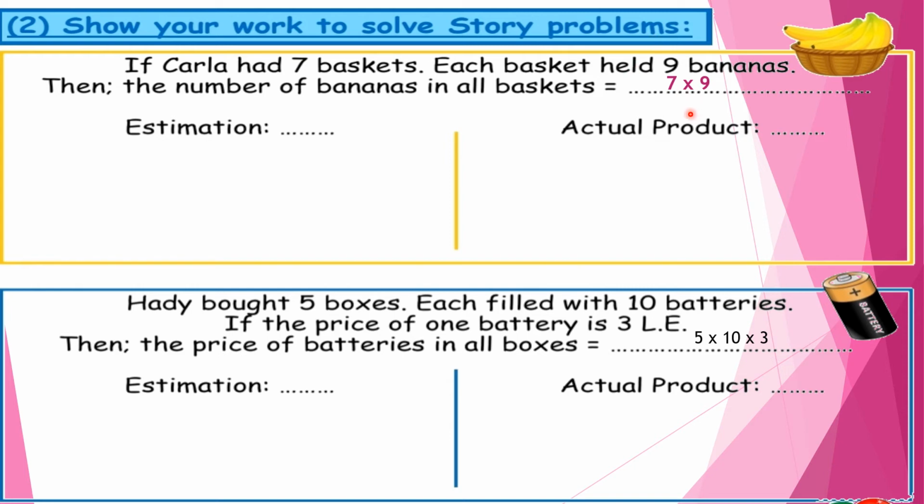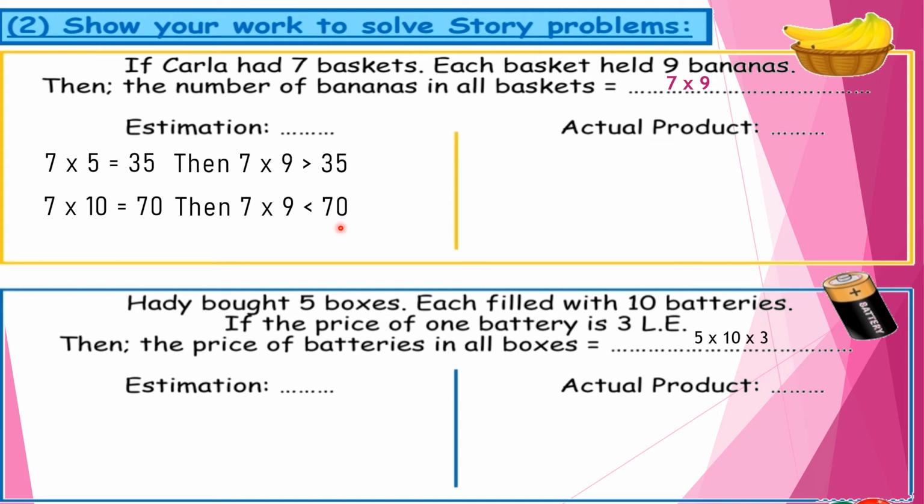Okay, 7 by 9. I don't know the multiplication of 7 by 9, but I know that 7 by 5 is 35. And 9 is greater than 5, so the product of 7 by 9 is greater than 35. And I know that 7 by 10 equals 70, and 9 is less than 10, so the product of 7 by 9 is less than 70. So the product of 7 by 9 must be between 35 and 70. Let's see the actual product. The actual product of 7 by 9 is 63. 63 is between 35 and 70, so this is accurate.